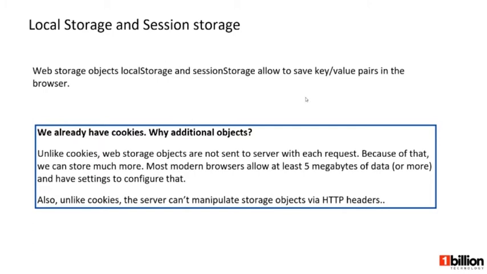Unlike cookies, web storage objects are not sent to the server with each request. Because of that, we can store much more. Most modern browsers allow at least 5 megabytes of data and have settings to configure that. Also, unlike cookies, the server can't manipulate storage objects via HTTP headers.